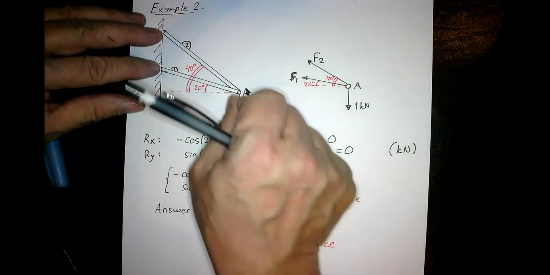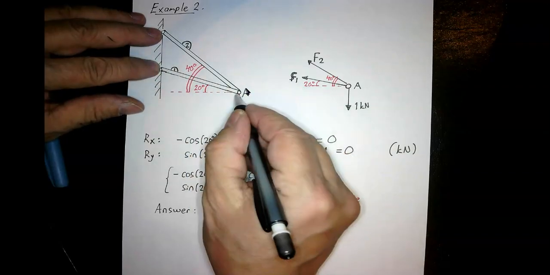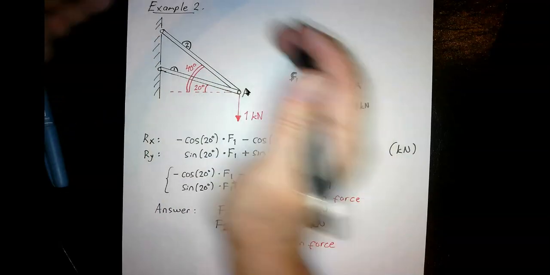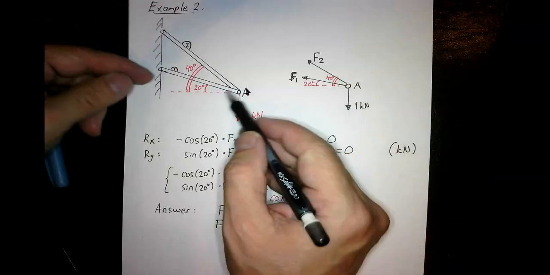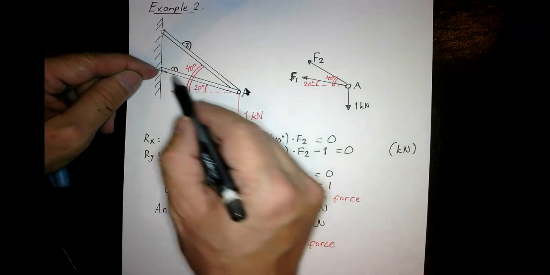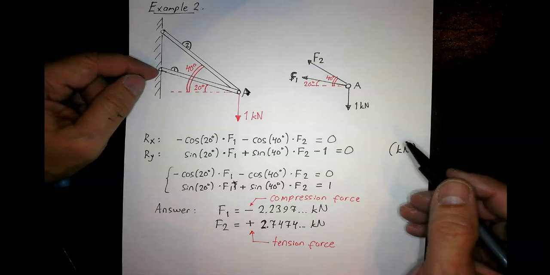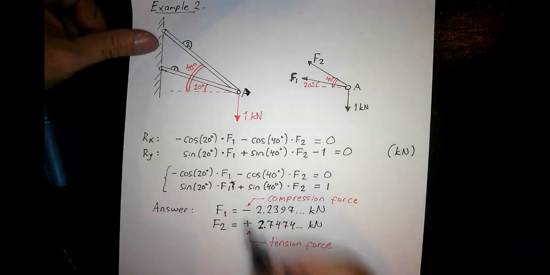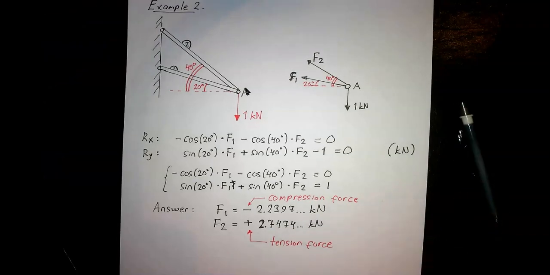But when I pull this A downwards, this will be pushed towards the wall. So there will be compressive force, compression in that bar. And this is what we got from the result, or what those signs of the results tell us.